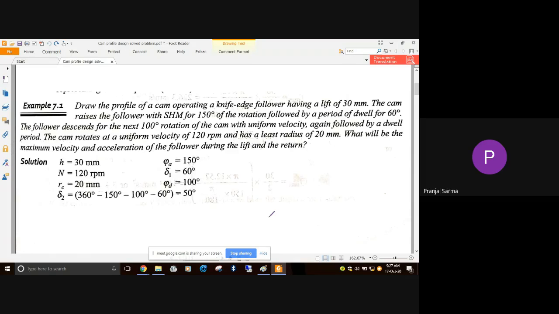For this class or tomorrow's next class, I have shared two examples, one with the knife edge type of follower. We'll be discussing with respect to reciprocating followers only. Reciprocating followers, I hope all of you already remember. So what happens in case of a reciprocating follower? Anyone? How can you define it?